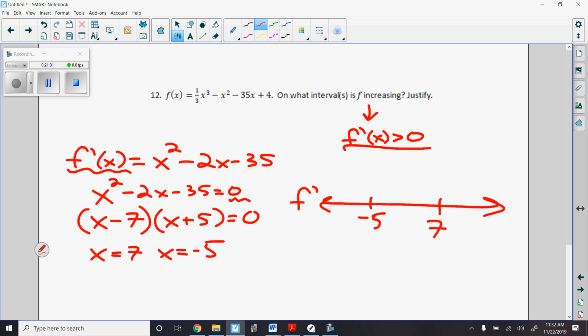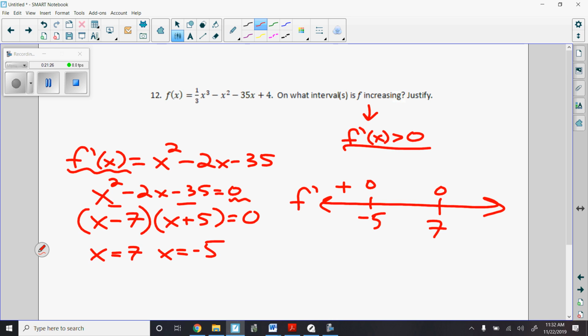And now I just need to test numbers around them. I know f prime is 0 at these two places. But what about -6, right? Something to the left of -5. Again, I plug it into the factored form. I'll do my test over here. -6 minus 7 is a negative number. -6 plus 5 is a negative number. A negative times a negative is always going to make a positive.